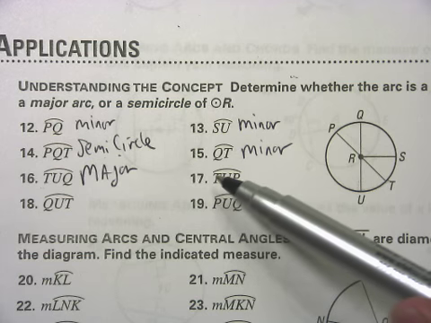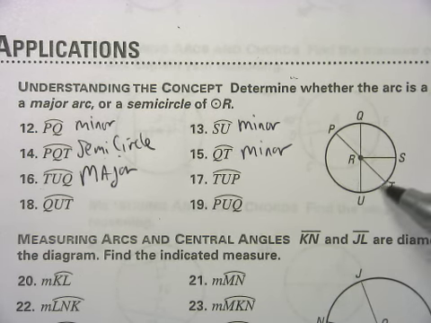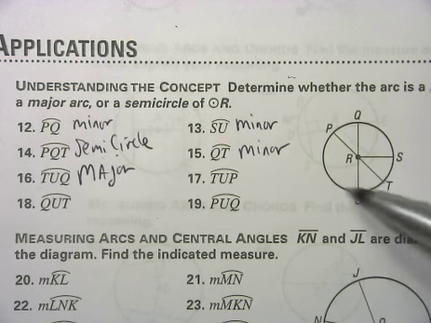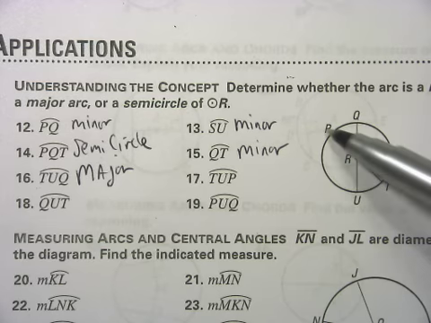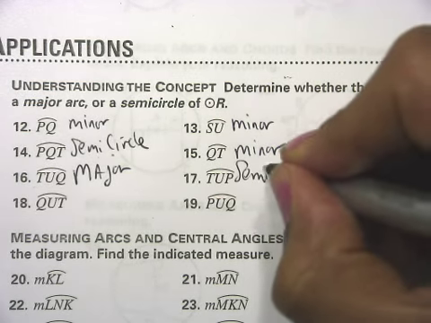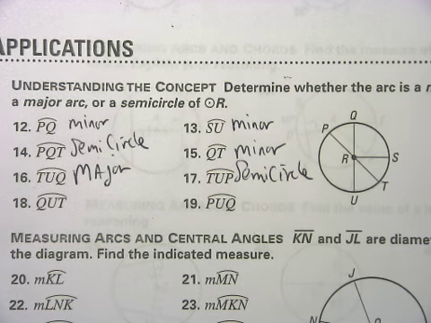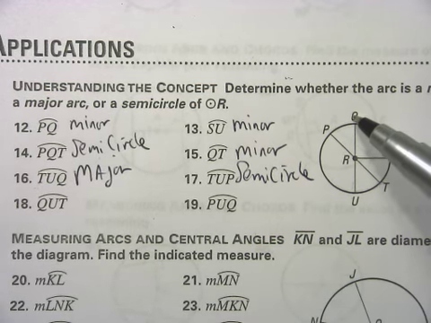Let's take a look at number 17. Arc TUP. TU to P. If you notice again, the endpoints of this arc are a diameter. So we know that TUP is a semicircle. Semicircle. Let's take a look at number 18, arc QUT.